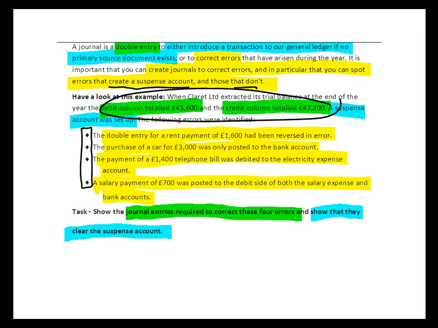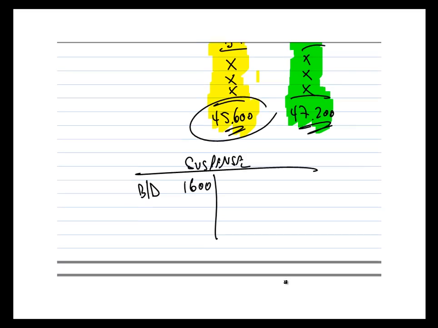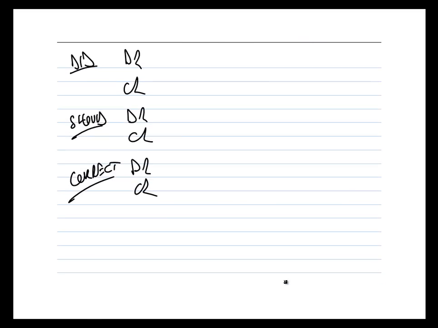Well, let's go back and think about our errors. So if we start with the first one, double entry for a rent payment of 1,600 has been reversed in error. Now that means they've just posted the double entry the wrong way around. So the debit has been posted as a credit in error and the credit has been posted as a debit. Now if I take you through how to deal with this first error, then perhaps you can have a think about the other 3. But I've always found a very useful 3-step process to dealing with journals.